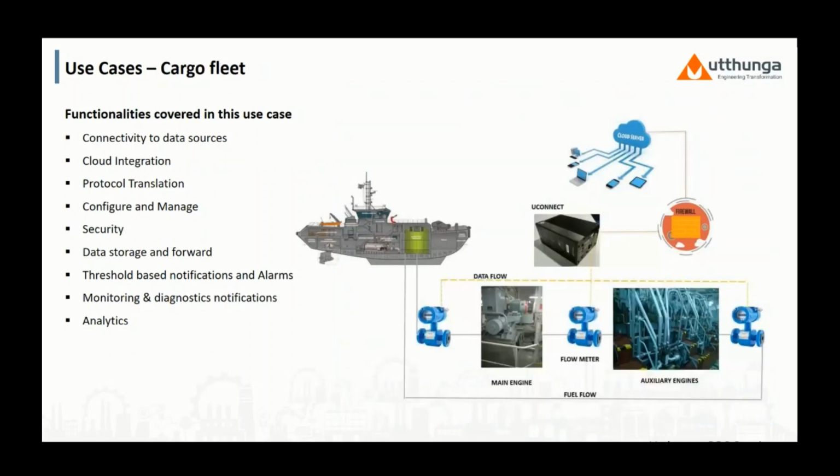This is a cargo fleet example where each cargo ship is fitted with different heterogeneous communications, from fuel pump, fuel monitoring, fuel consumption monitoring, and the current location of the ship, at what speed it is going. So all these different parameters are being collected and pushed into the cloud. And whenever there is a disruption in the network connection, the data gets stored, and once the connection is re-established, the collected data gets pushed. Next slide, please.